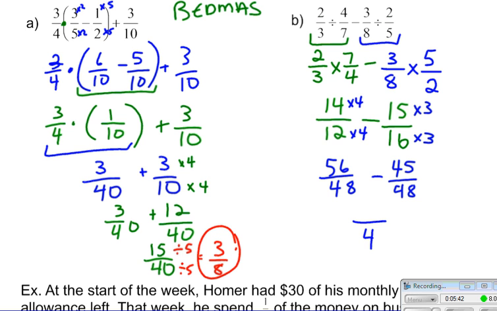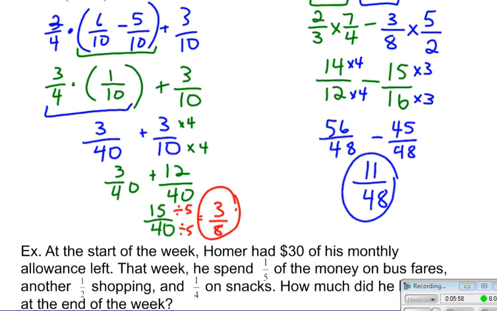So our denominator is going to stay at 48. So we're thinking 56 take away 45, and we get 11 over 48. 11 is prime. 48 can't be divided by 11, so this is an answer in lowest terms. Again, if you are struggling with that, make sure you see me.